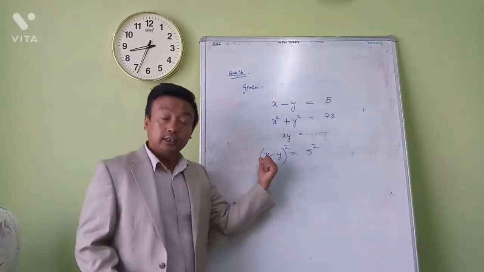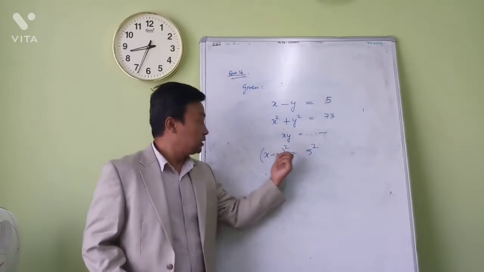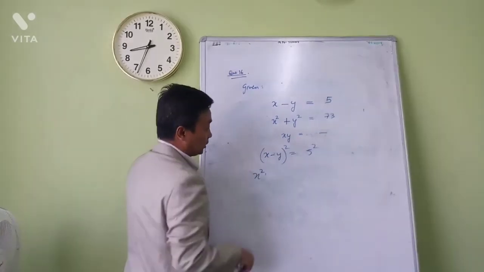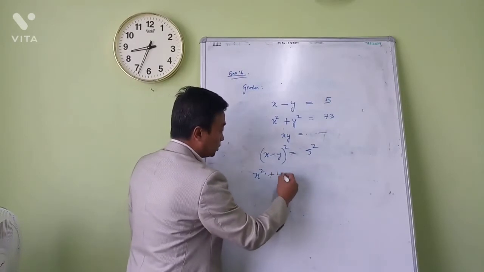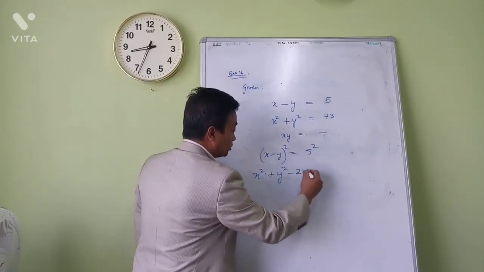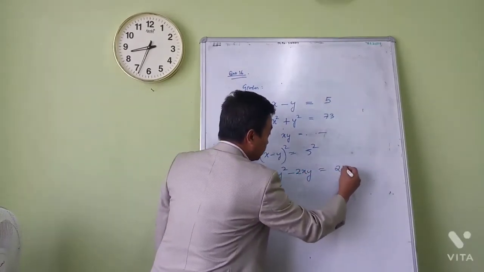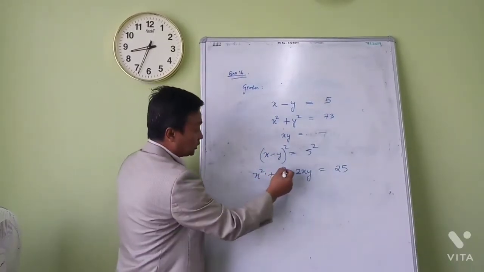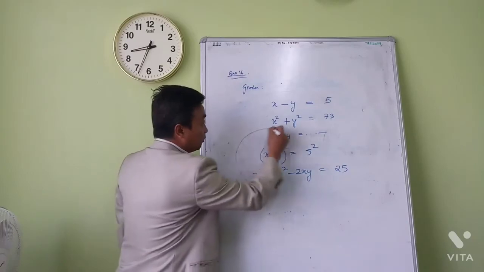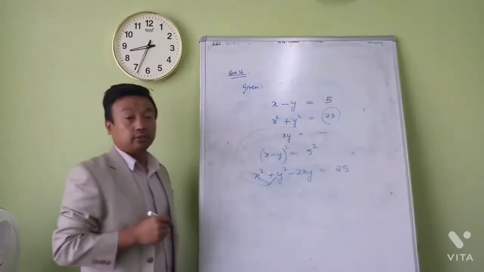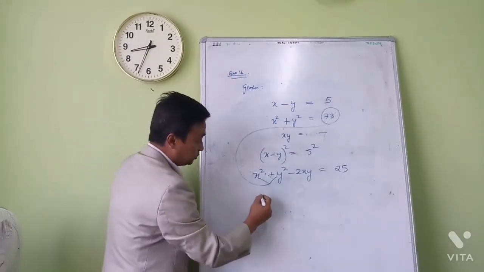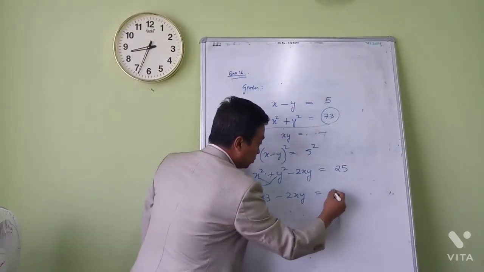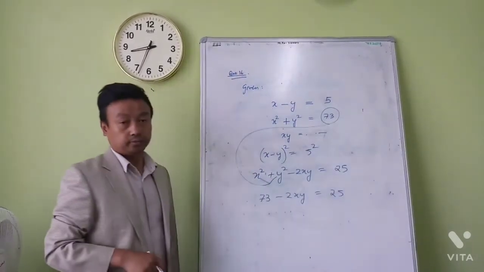In case of a you have got x, and in case of b, you have got y, so it is very, very easy. a square plus b square minus 2ab equals 5 into 5, that is 25. Now, x square plus y square, the value is already given to you, that is 73. So if you simply substitute, 73 minus 2xy equals 25.